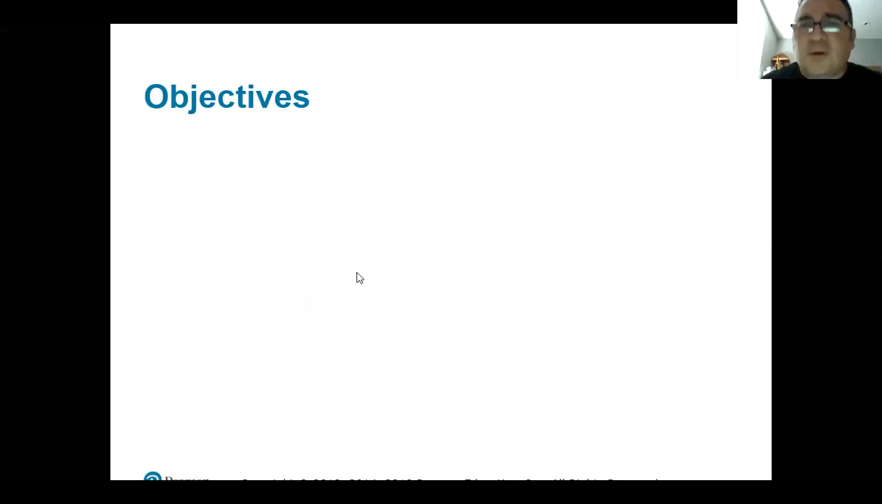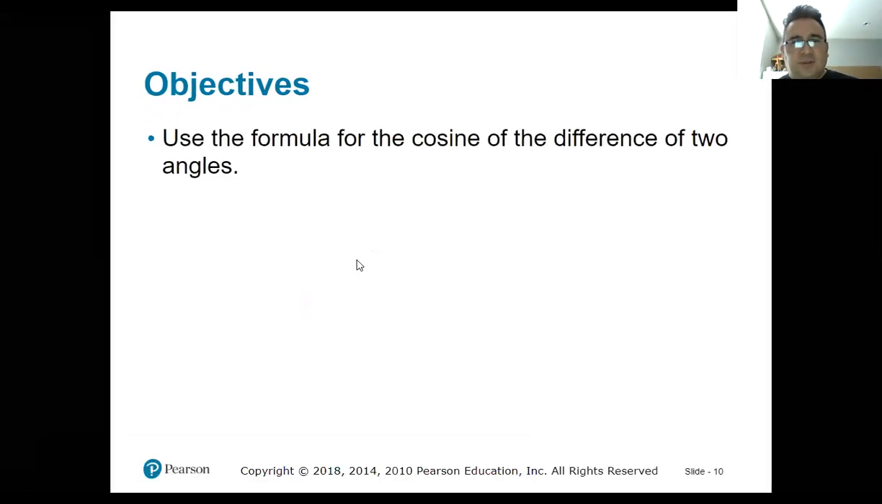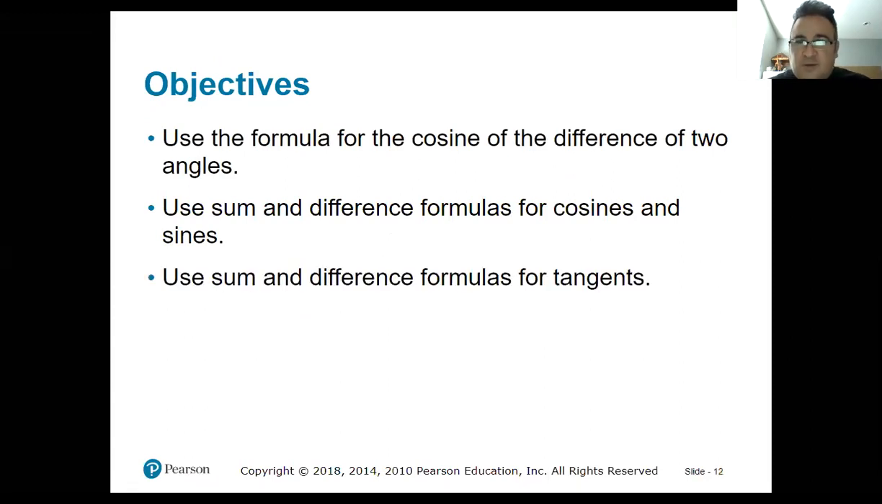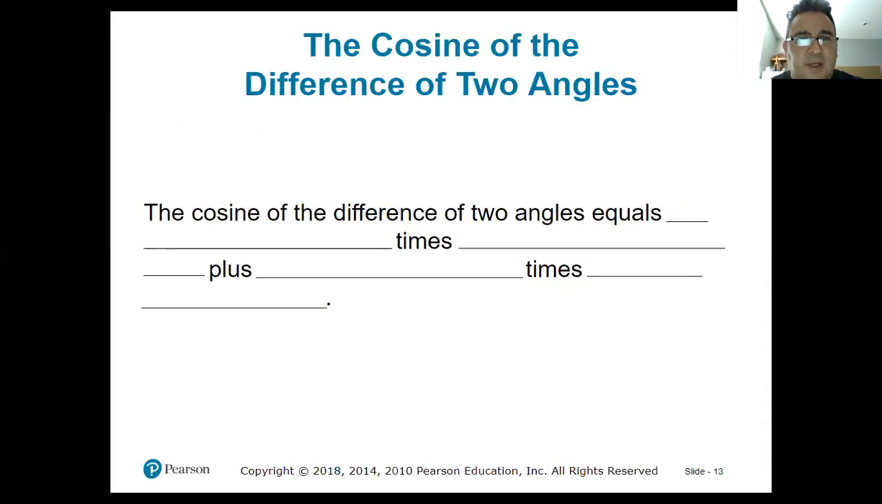Use a formula for cosine of a difference of two angles. Use the sum and difference formulas for cosine and sine, and use the sum and difference formulas for tangents. We're also going to take a look at an informal proof of one of these sum formulas, so that you kind of see where it comes from. They can all be proved similarly. We're not doing an actual proof, we're doing a similar proof. So we'll see what that is, okay?